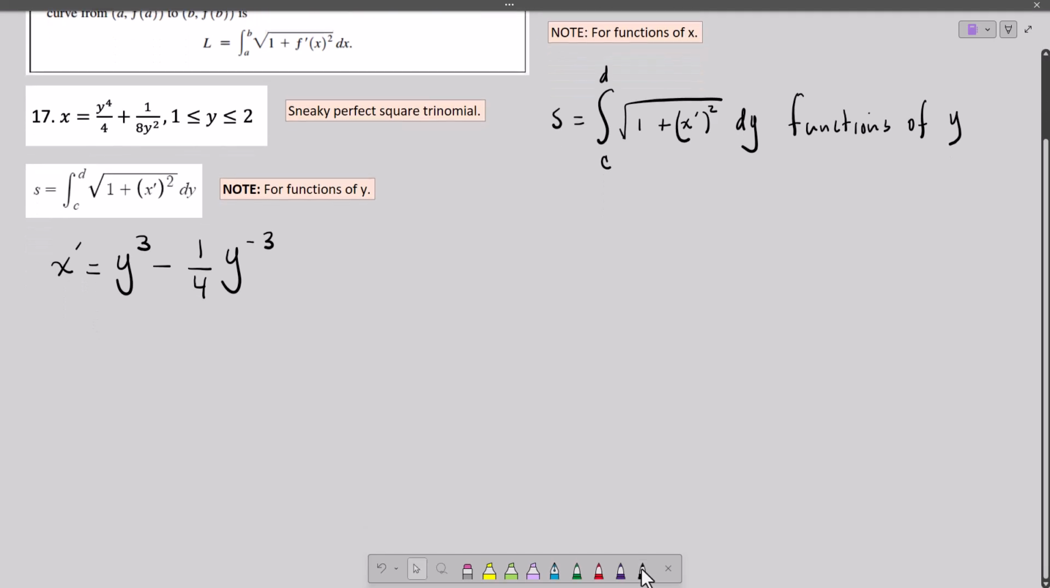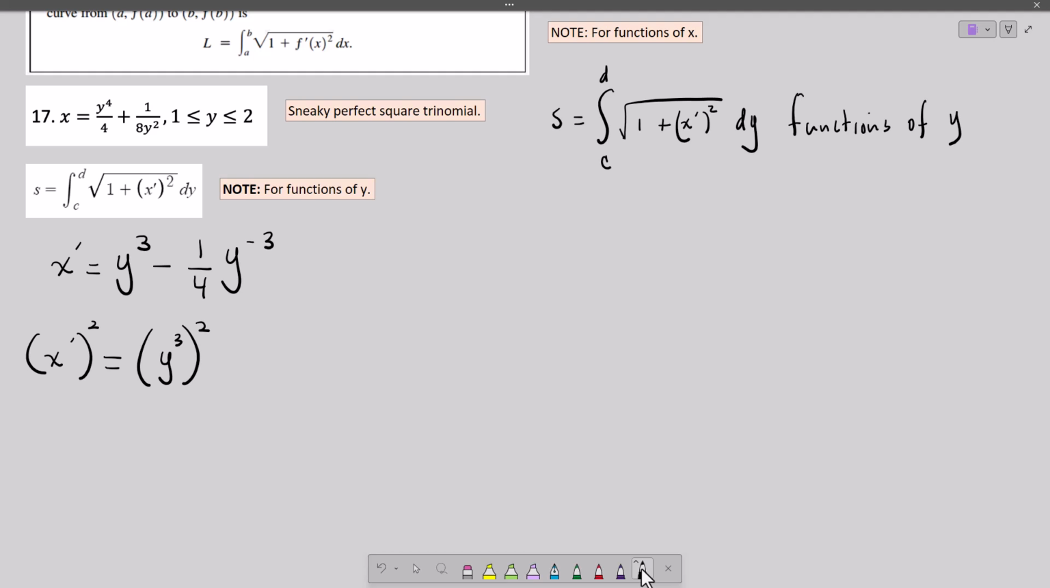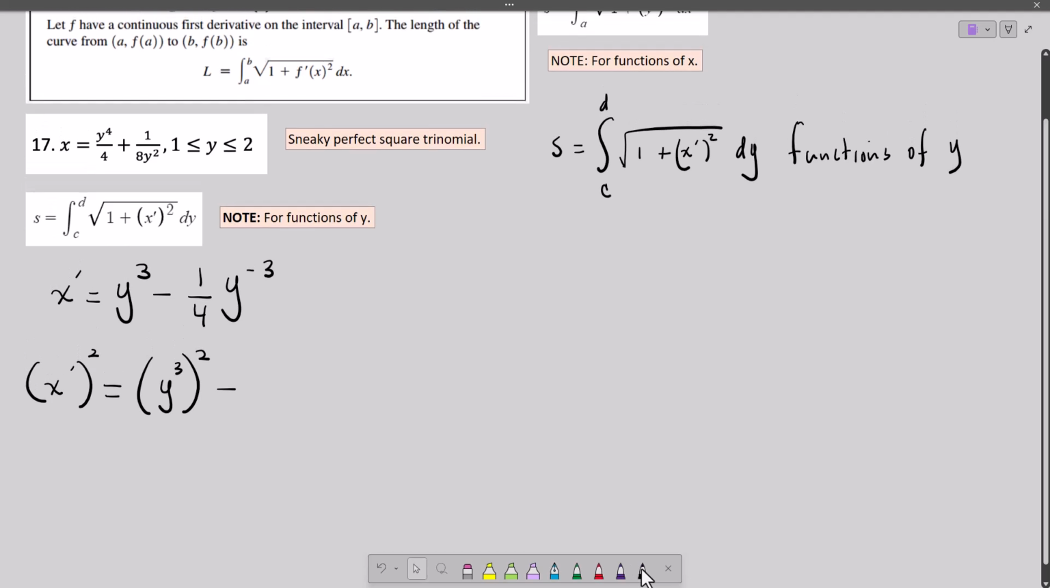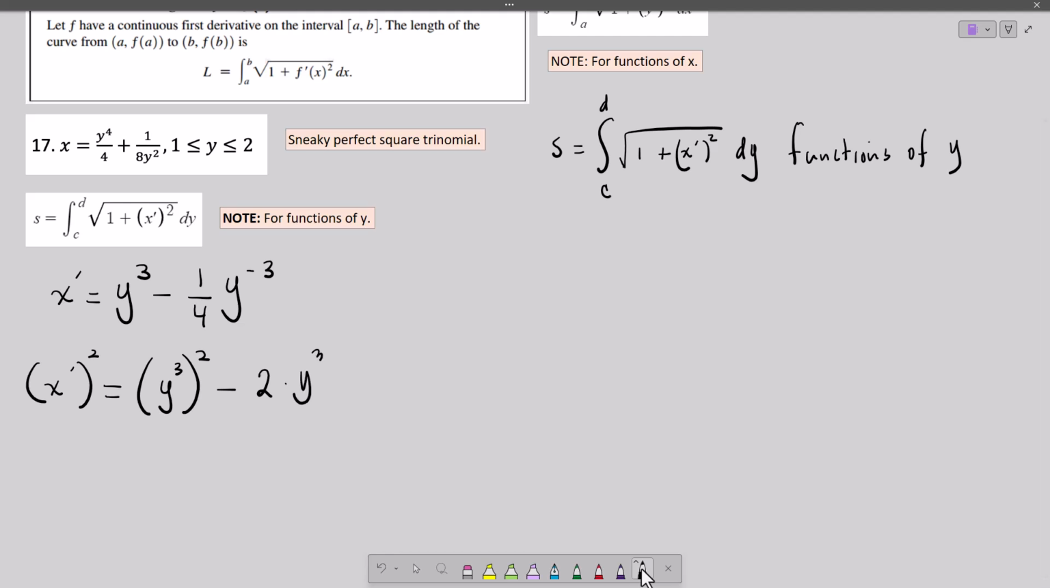Now we're going to square it. So x prime squared. And here's where I'm saying, don't simplify it. Write out the square. When you have an a minus b squared, it's going to be a squared minus 2 times a times b plus b squared. So that is a perfect square trinomial.